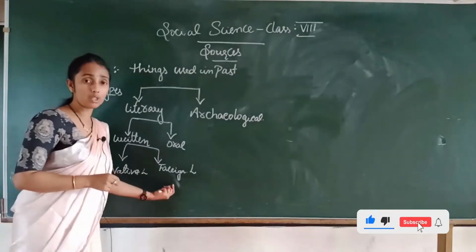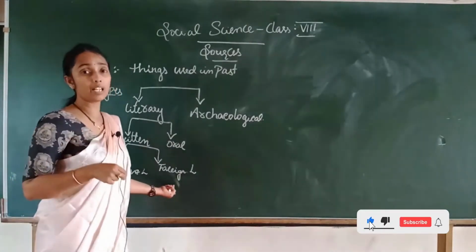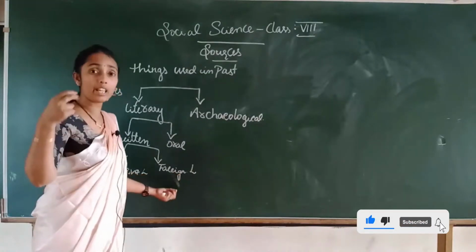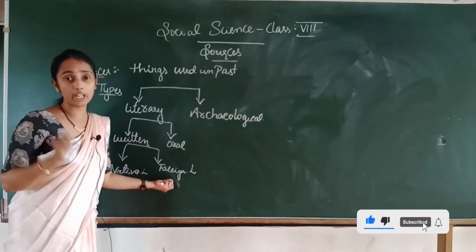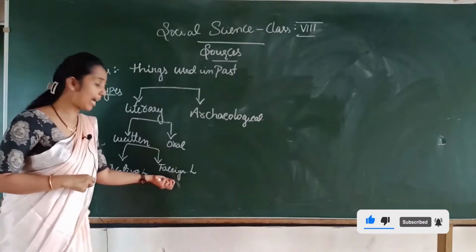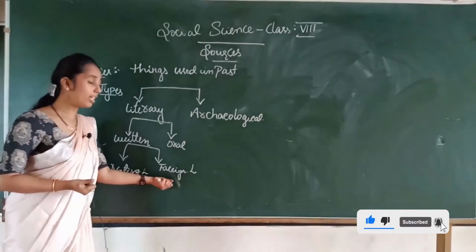Whereas foreign sources are written by an ambassador, one who visited the country. They wrote in their own languages. For example, you can take the accounts of foreign travellers, and Ptolemy's Geography is another example of foreign literature.